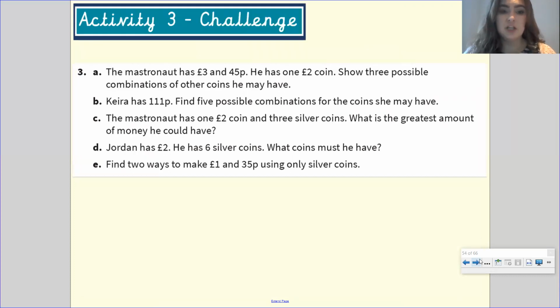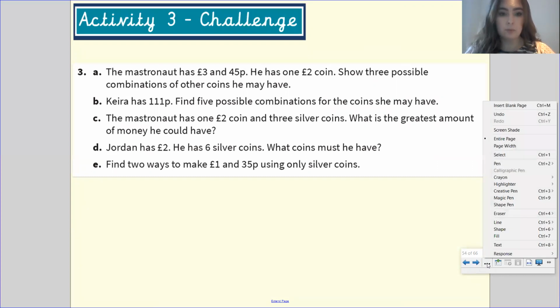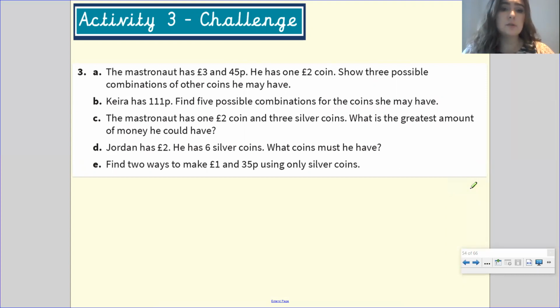And activity 3, the challenge. So these are some worded problem solving questions that you need to answer. So with these ones, you really need to highlight the key bits of information. So here we've got the astronaut has £3.45. He has one £2 coin. Show 3 possible combinations of other coins he may have. So you're going to be having 3 parts to this one question. Question B, Kira has 111 pence. Find 5 possible combinations for coins she may have.